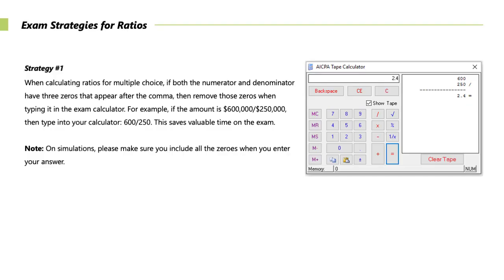And we've got 5 strategies. When calculating ratios for multiple choice, if both the numerator and denominator have 3 zeros, just get rid of the zeros. If they're all 520,000, 622,000, etc., if there are 0, 0, 0 at the end, just get rid of them. Unfortunately, you can't do that on the actual big problems on the exam. So if simulations have them, you've got to put them all in. All right, let's move on to the next page.